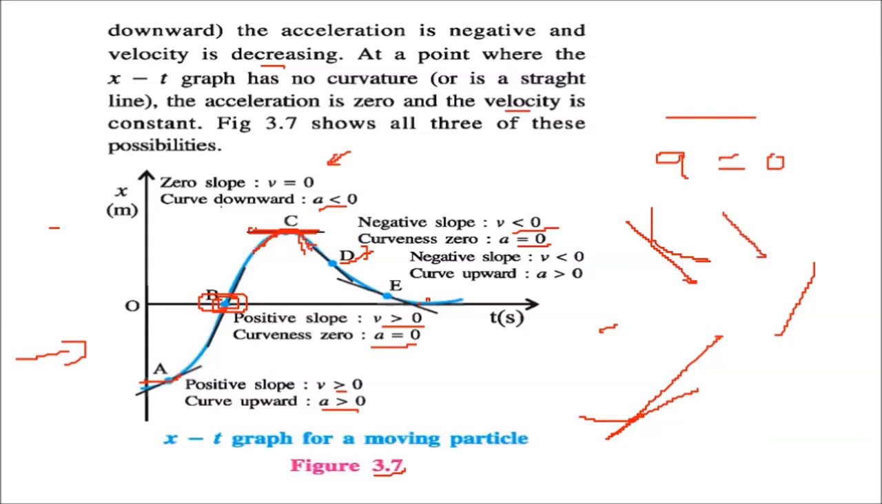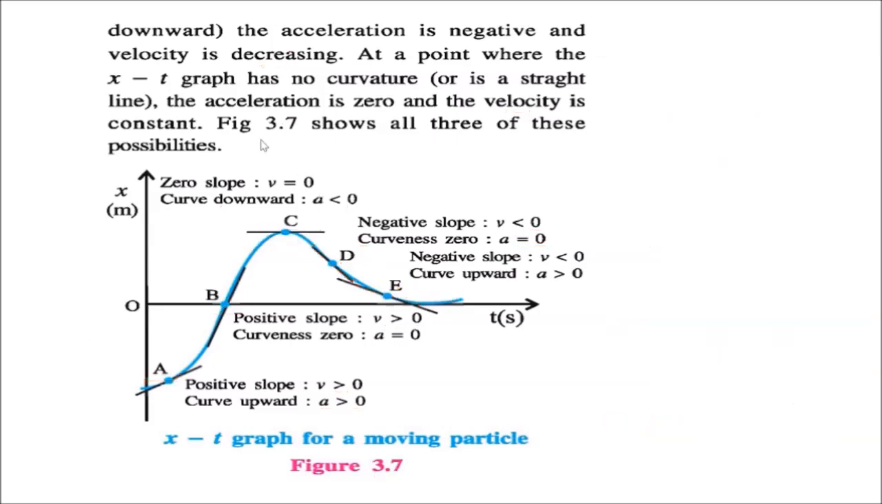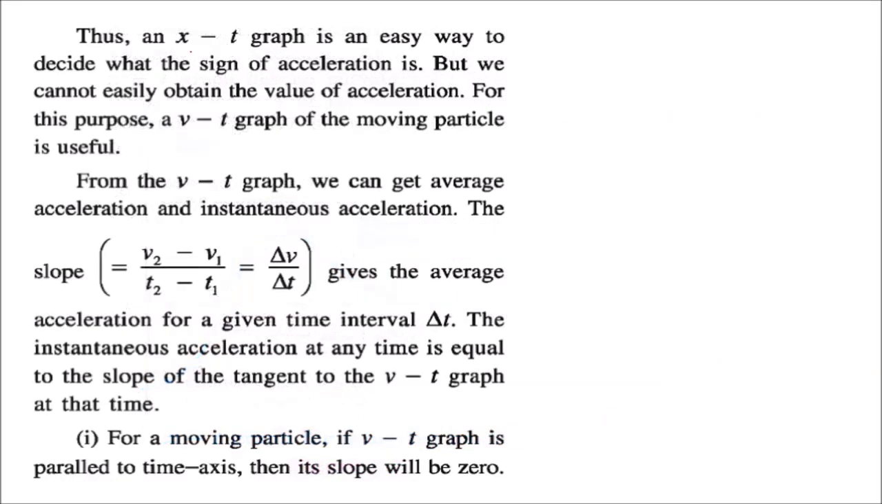But what is the value of acceleration? The xt graph can give you the sign, but what about the value? In this case, we need the vt graph, the vt graph for a moving particle. From the vt graph, we can get average acceleration and instantaneous acceleration. The slope, that is v2 minus v1 by t2 minus t1, the difference in the velocity at two times over the difference in the time interval, delta v by delta t, gives the average acceleration over any time interval delta t.